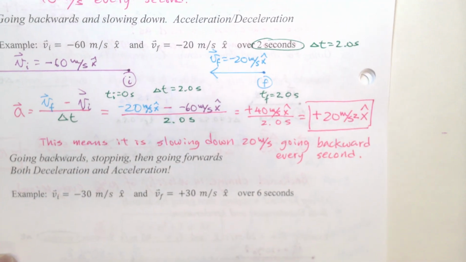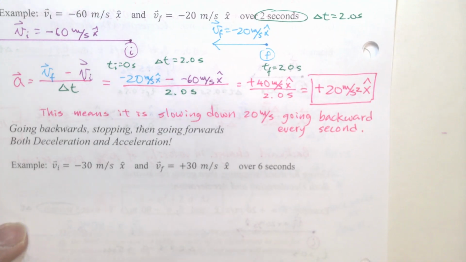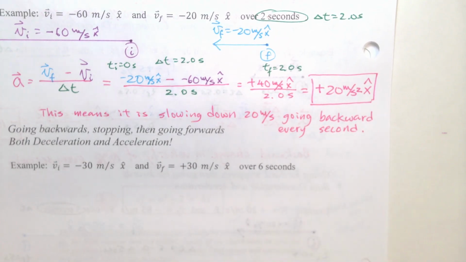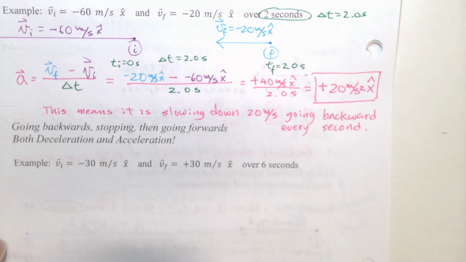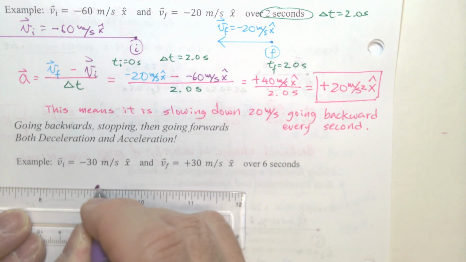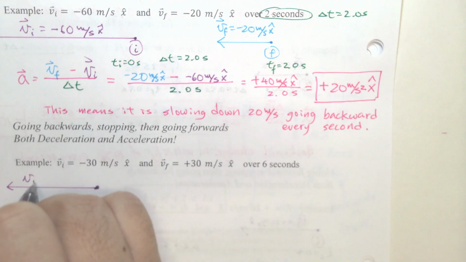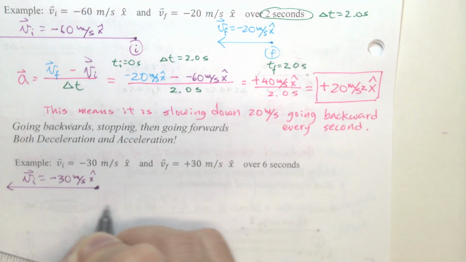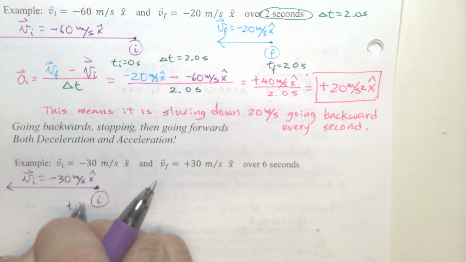Okay? Last one. Last one is going backwards, stopping, then going forward. So we're going to go this way, then stop, and then go that way. Here, our initial is negative 30 meters per second going this direction. So our V initial is equal to negative 30 meters per second x hat. It's our initial condition, and our t initial is 0.